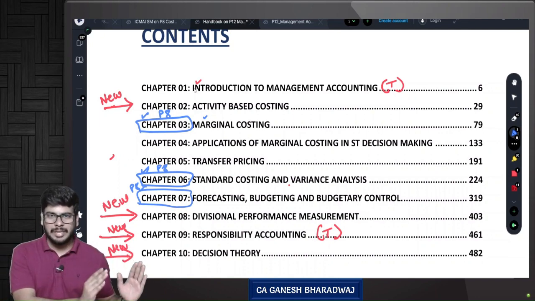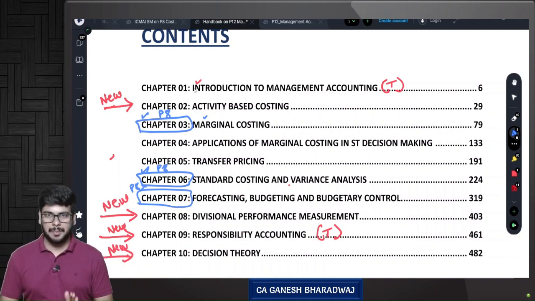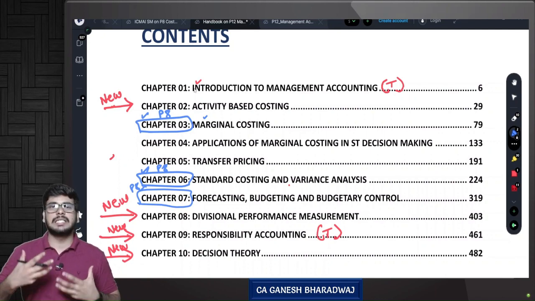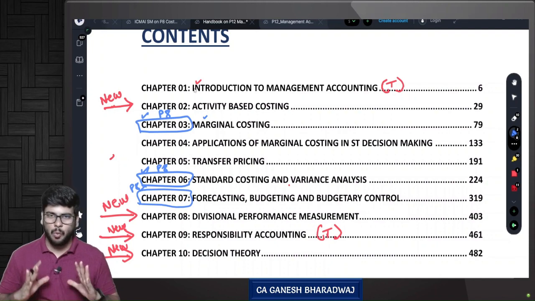No, whatever is there in paper 8 is definitely there in paper 12. Apart from that, in these 3 chapters, certain extra areas are also there. What it is, we will be seeing in detail. Are you clear with this?